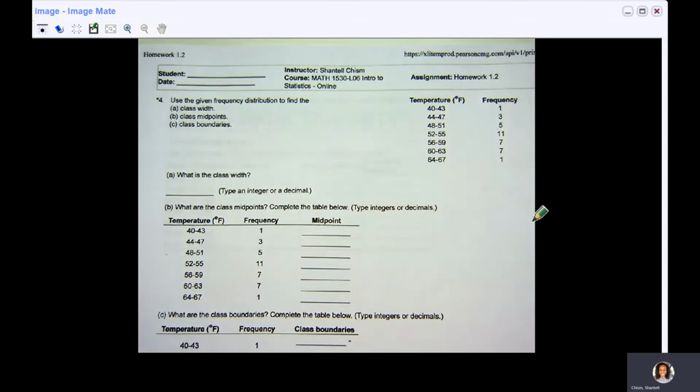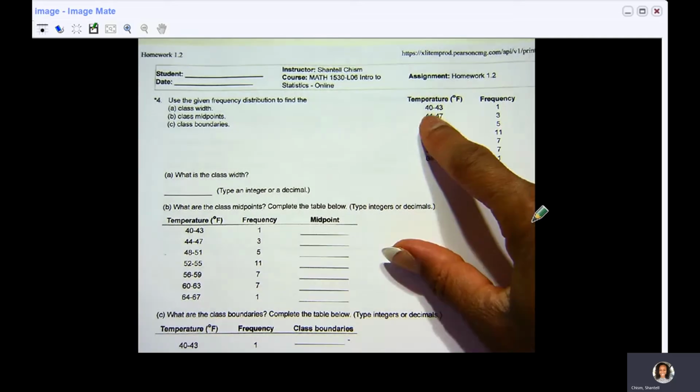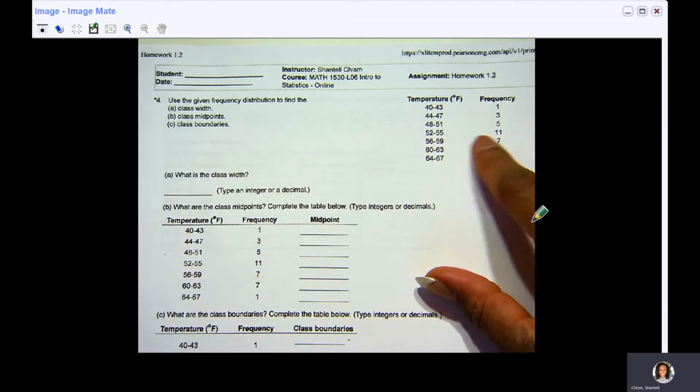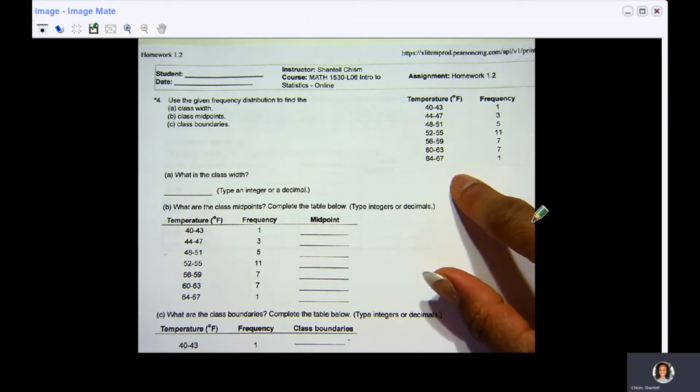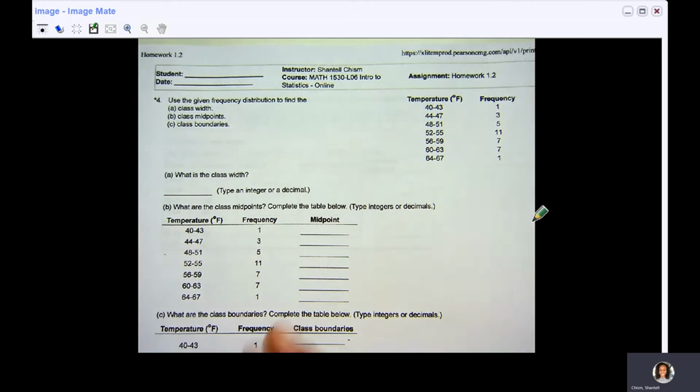So of the whole data set, one of those data values would fit class 1. 3 of them would belong to class 2. 5 of them would belong to class 3. 11 to class 4, and so on. Okay? So this is a very basic frequency distribution. Some books call them distributions, some books call them frequency tables. I've seen some books call them frequency charts. But it is a frequency distribution or frequency table.